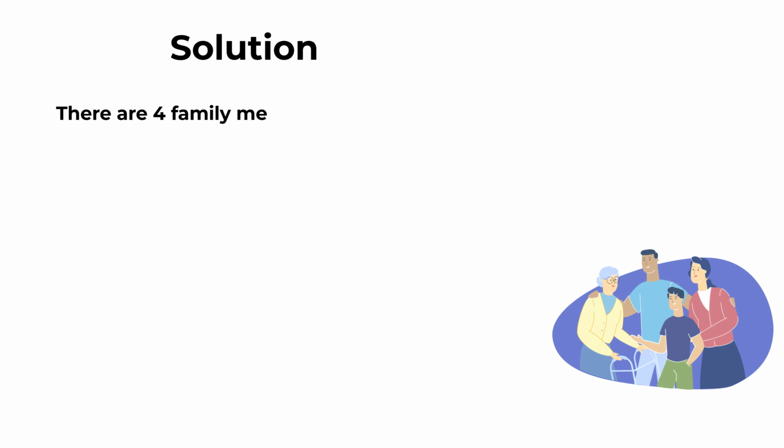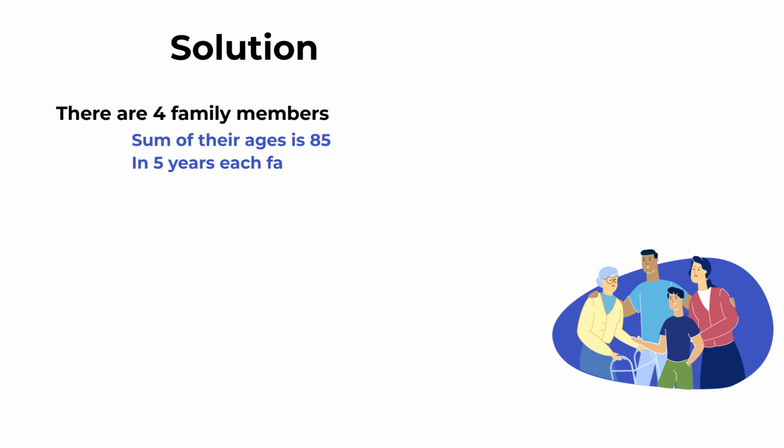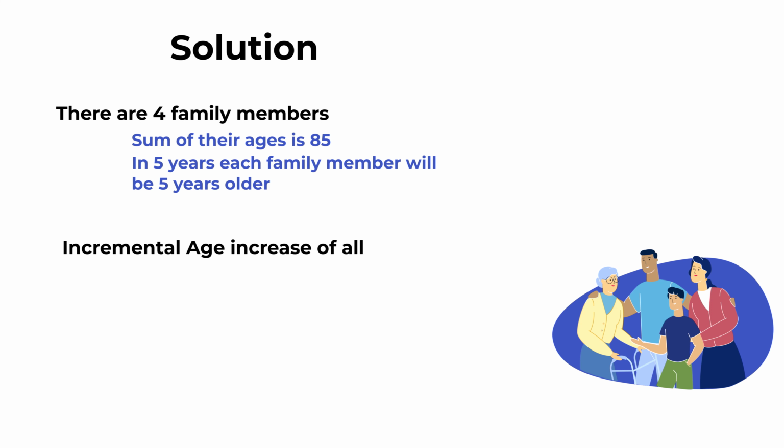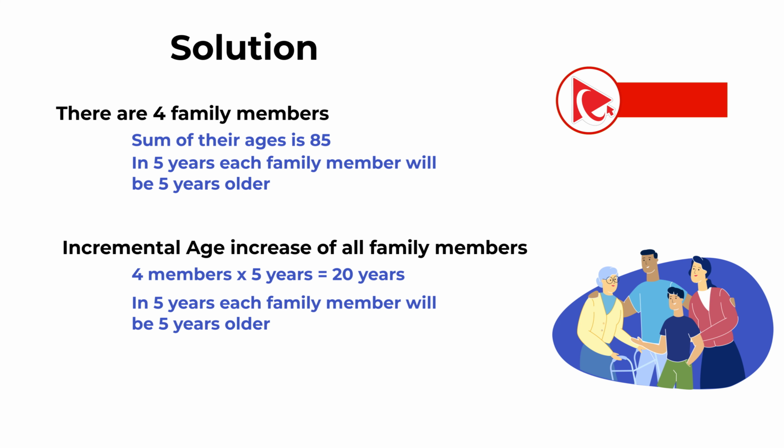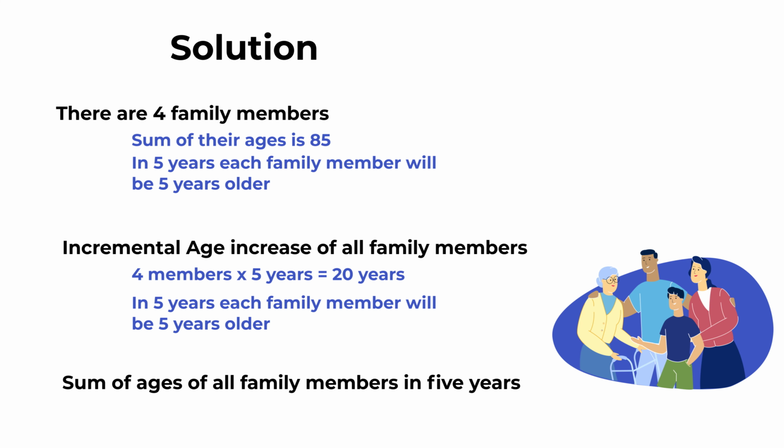There are 4 family members, and the sum of their ages is 85. And in 5 years, each family member will be 5 years older. So the incremental age increase for all family members can be calculated as 4 family members multiplied by 5 years equals 20 years. So the sum of the ages of all family members in 5 years can be calculated as 85, which is the original sum, plus 20, which is the incremental age increase, and would be equal to 105.